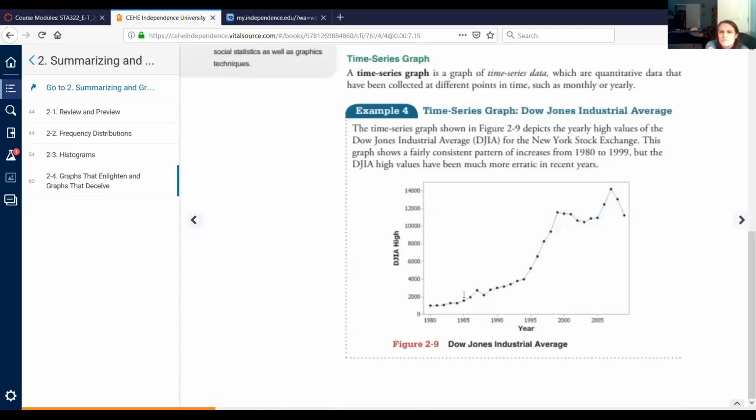We can look at time series. The Dow Jones average is a good example of a time series. The high of the Dow Jones average in each year from 1980 to 2005, 6, 7, 8, 9, 2010. So we can see that that's watching a change over time.